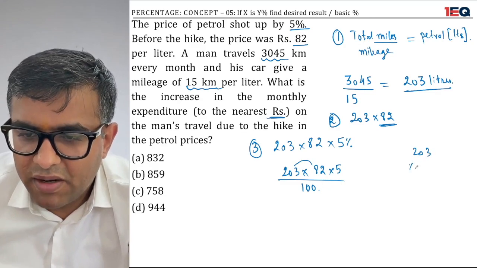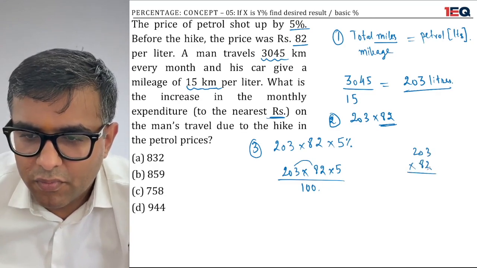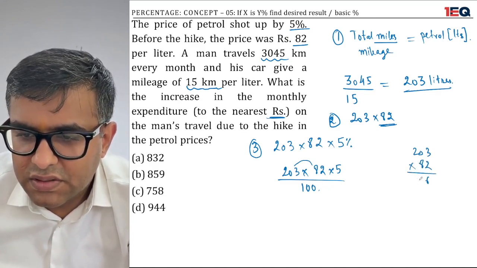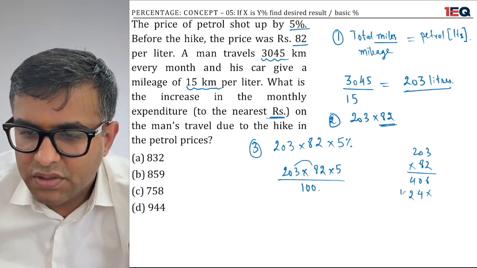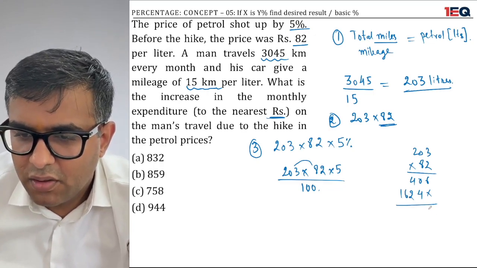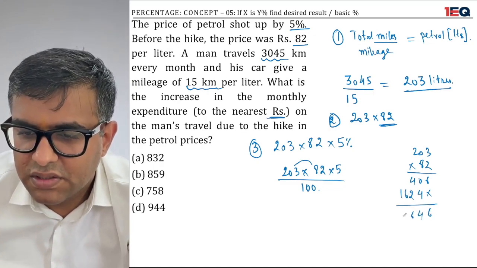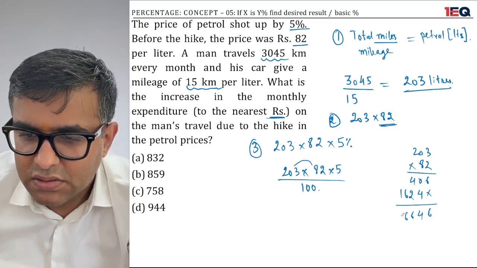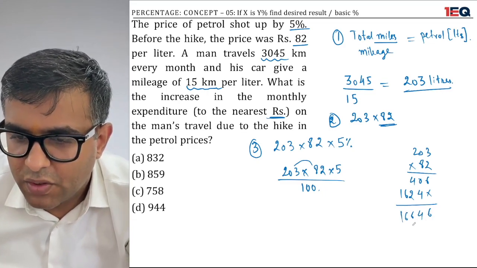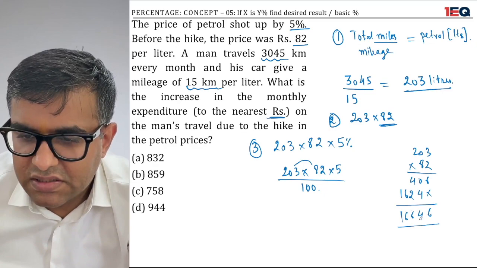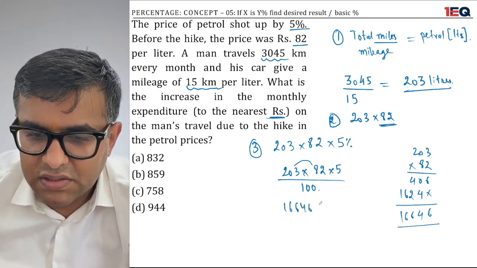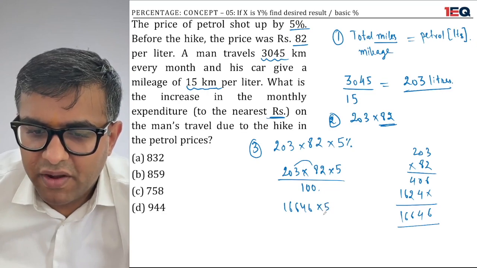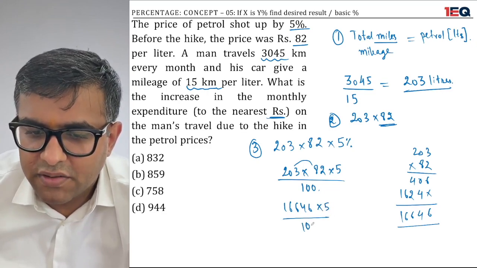203 multiplied by 82. Okay. 2 3s are 6, 2 0s are 0, 2 2s are 4, multiplied by 8 3s are 24, and 8 2s are 16. Okay, 16646. Now 16646 multiplied by 5 divided by 100.